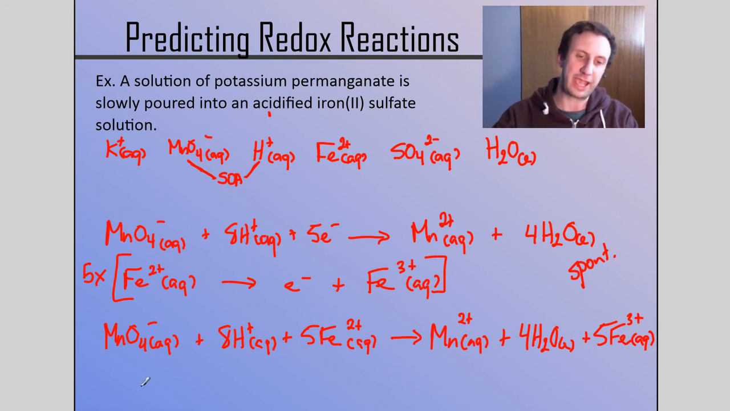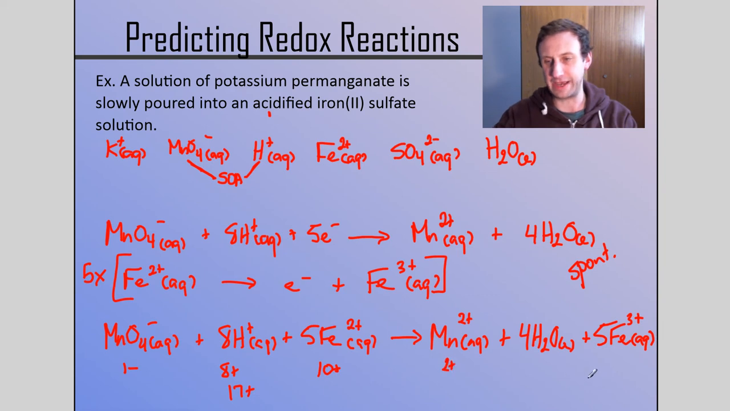So if I take a look at my left-hand side, I have 1 negative, I have 8 positive, and I have 10 positive from this for a grand total of 17 positive for a charge. On the right-hand side, I've got 2 positive from my manganese ion, and I have 15 positive from my irons for a grand total of 17 positive. So hooray! It balances between the two things, and I know the slide is getting incredibly messy, but it is what it is, and I know that this is spontaneous. So I'm confident in my final answer.